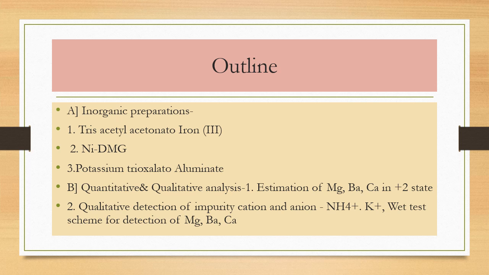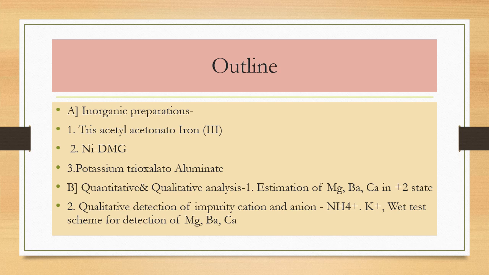The second set of experiments comprises percentage purity determination of the supplied inorganic salt, and of course identification of cation and anion from the impurity salt which is mixed with the major component. So there is quantitative analysis of magnesium, barium, calcium and strontium. There are a total of 4 metal ions, out of which 3 are expected. All are bivalent metal ions.